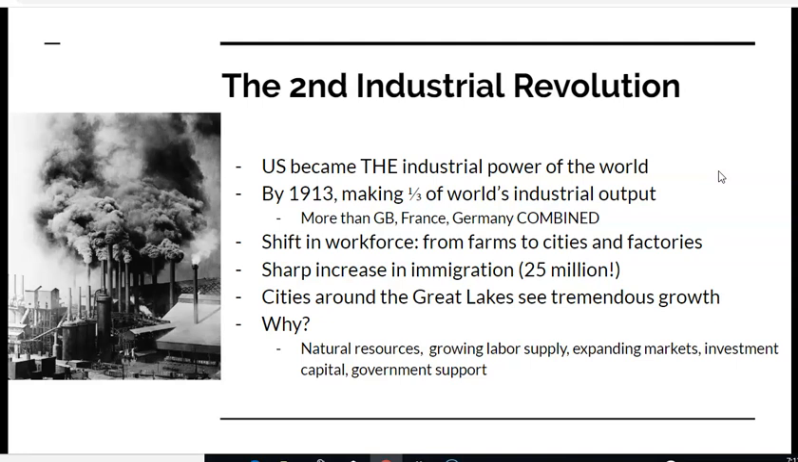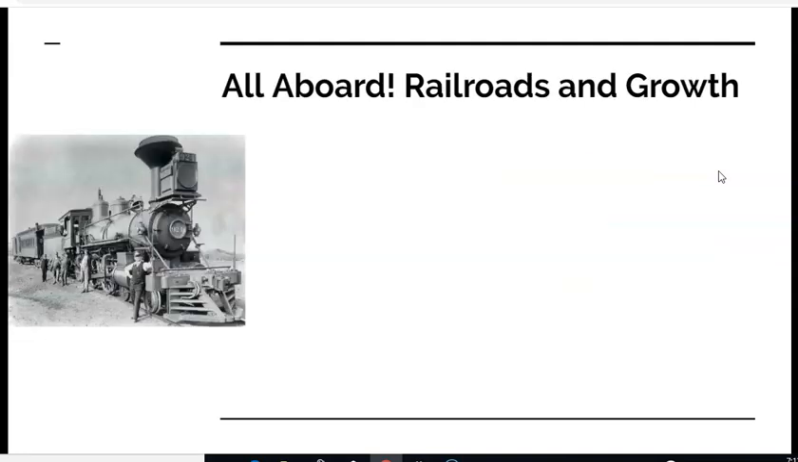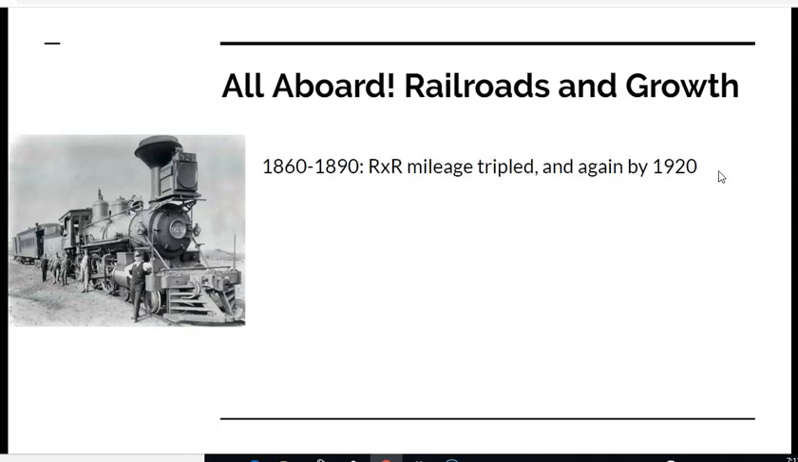The United States also had tremendous government support. The United States federal government put a lot of money, a lot of time and other benefits into these industries and into seeing the economy grow. One of the key reasons for the growth of the United States was railroads. Railroads were a key part, if not the reason why the United States grew so quickly.